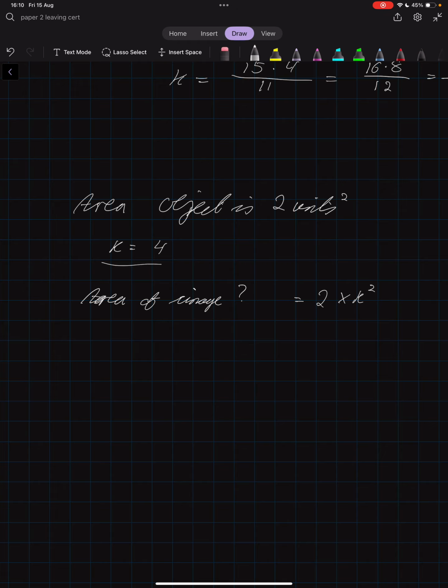Okay? So what you're basically doing is the length by width is equal to 2. But now you're doing 4 times the length times 4 times the width. So now it's going to be 16 times the length by the width. This is 2. So it's actually 32 units squared. Okay? All right.